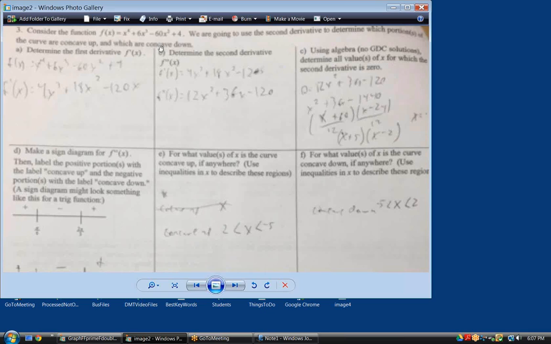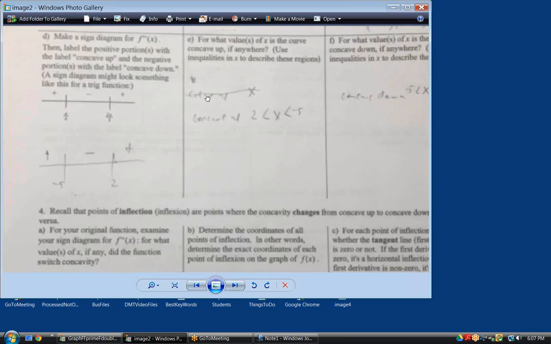Okay, so where is it concave up? Where is it concave down? So we're going to take the second derivative and figure out where that's positive. It's concave up in that interval. We're going to take the second derivative, figure out where that's negative. It's concave down in that interval. All right.